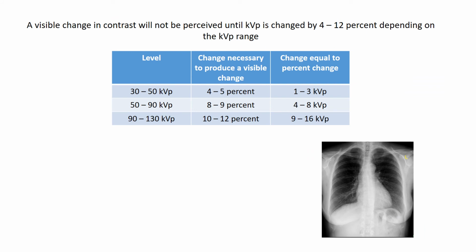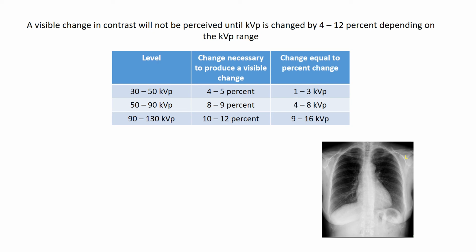A visible change in contrast will not be perceived until the kVp is changed by 4 to 12%, depending on whatever kilovoltage range you're at. So if you're at 30 to 50, you're going to have to change your kilovoltage by about 4 to 5% or 1 to 3 kVp to see any change in contrast. 50 to 90, it would take about an 8 or 9% change, which is about 4 to 8 kVp. And if you're between 90 to 130, it would be a 10 to 12% change, a 9 to 16 kVp change. So what does this mean?